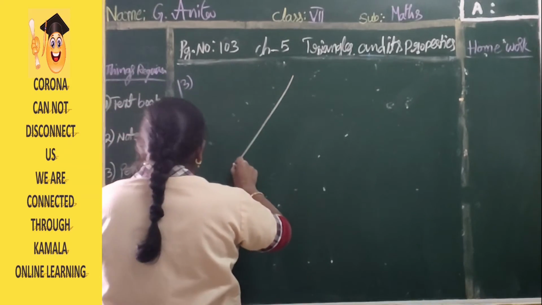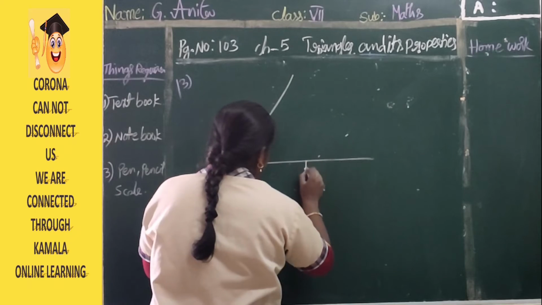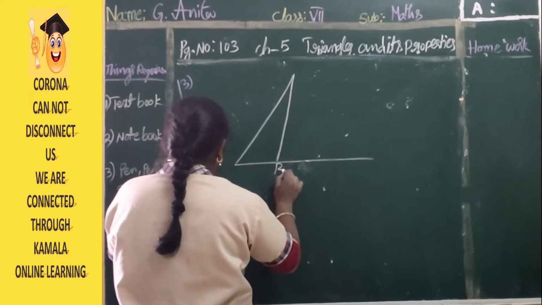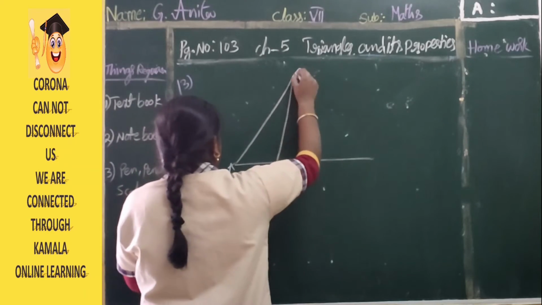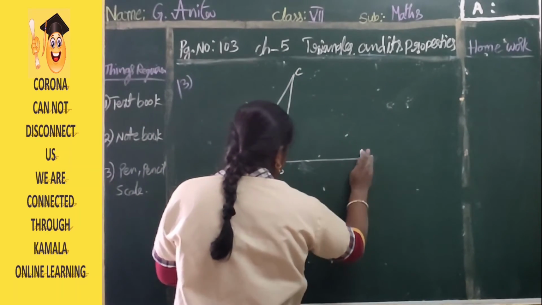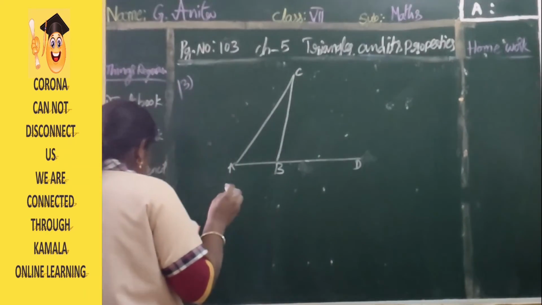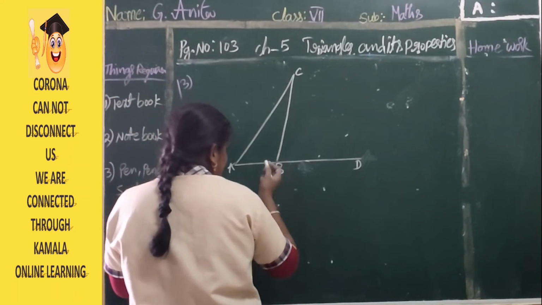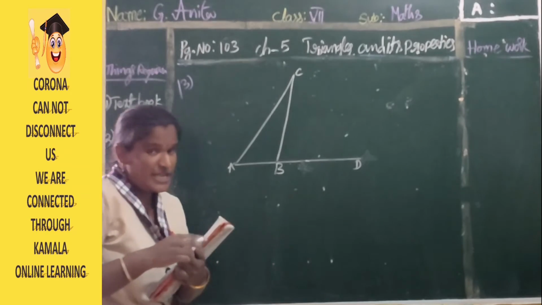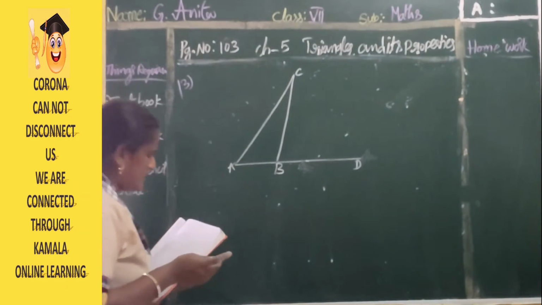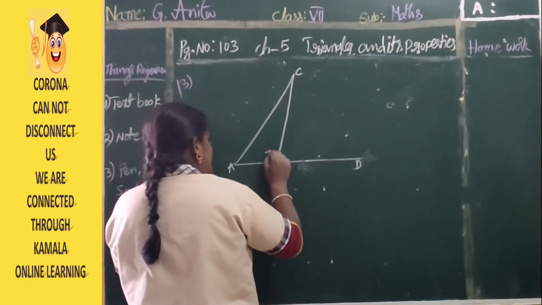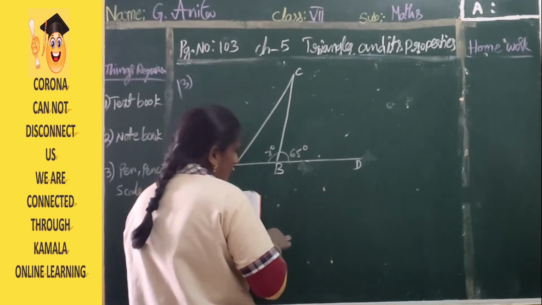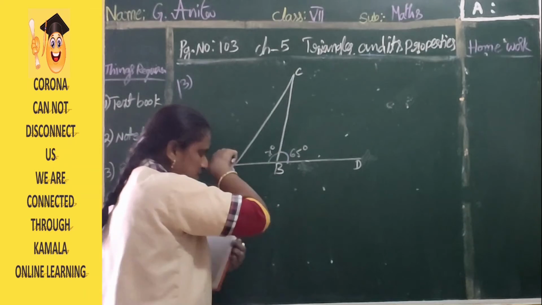In this triangle ABC, we will extend it. Extend ABC till the point D. Okay, so they have given at B one exterior angle and the other one is the interior angle. So this is X degrees, and this is 65 degrees, which is given.